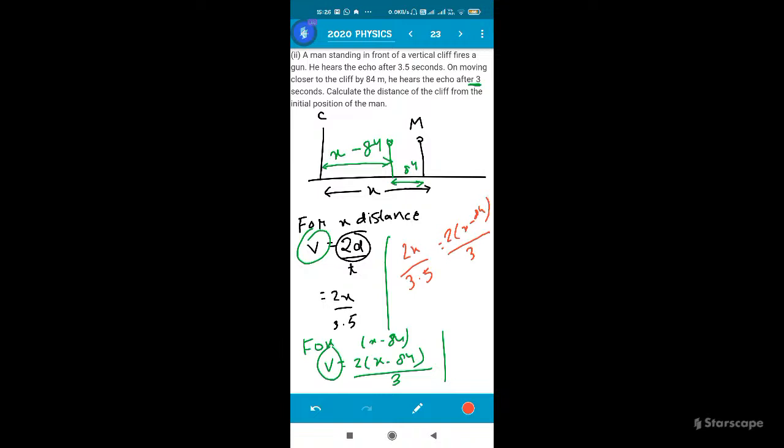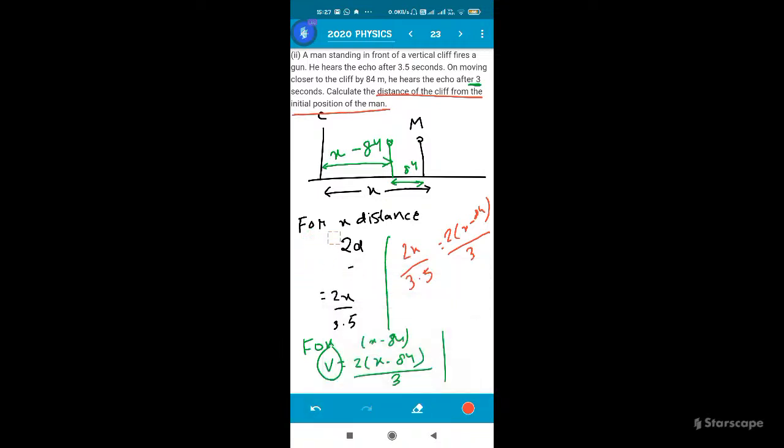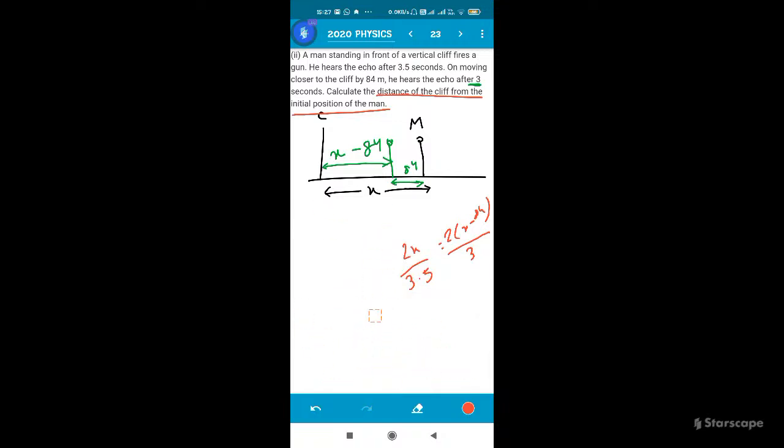So from here, if we find out the value of x, that will be the answer, because our question is we have to find the distance of the cliff from the initial position of the man. That means we have to find the value of x. So let us solve this question. So a very direct question which has been asked based on two different positions but in the same medium. So if we solve it, let us see.